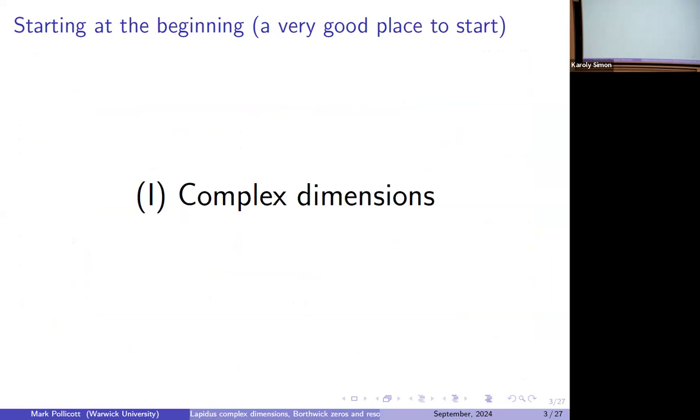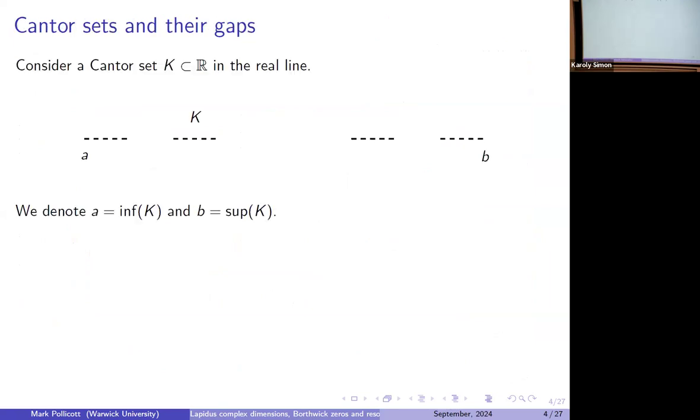Okay, with a reference to The Sound of Music, the first topic will be complex dimensions. So this is the Lapidus stuff. And so the idea is that we're interested in a Cantor set. So this is my attempt to draw in TikZ a Cantor set. Cantor sets being difficult to draw. It just looks like a bunch of very small intervals, but let's imagine that it's a Cantor set.